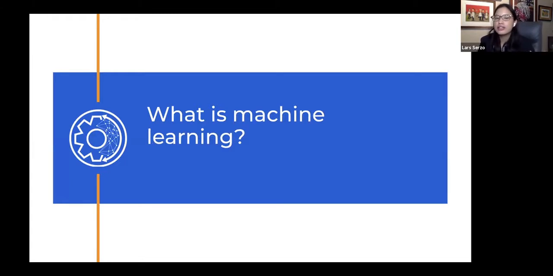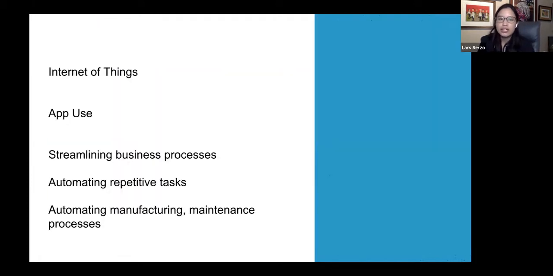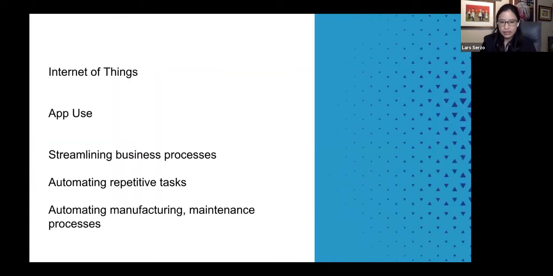So it could be summarized as the ability of a machine or a computer to modify its programming on the basis of inputs or on the basis of data that it would be consuming. So that's important in understanding how AI is used in a lot of applications.